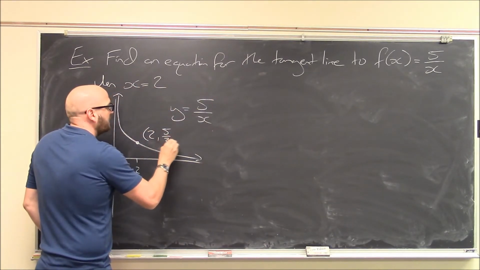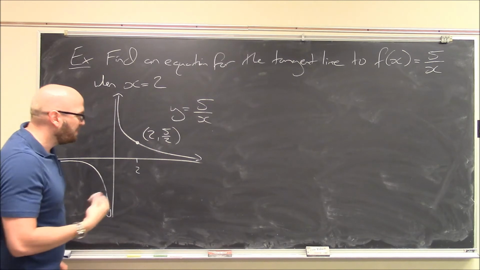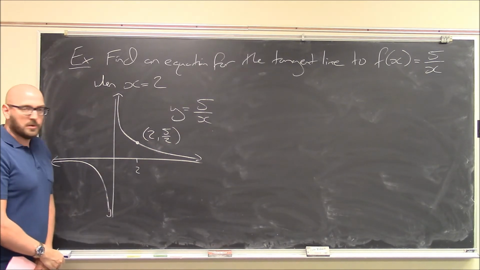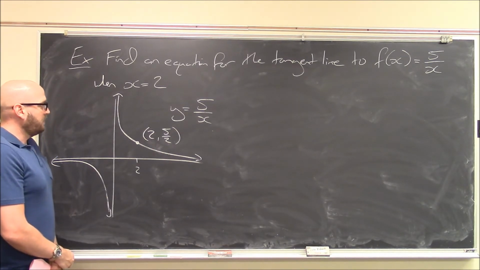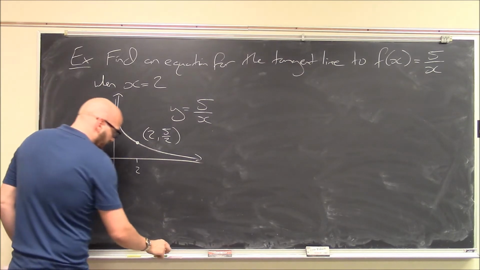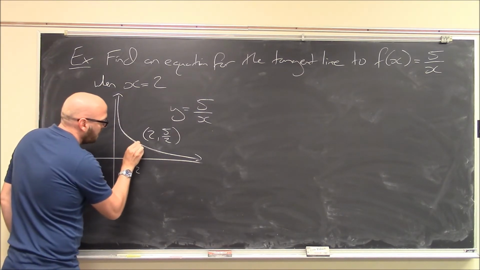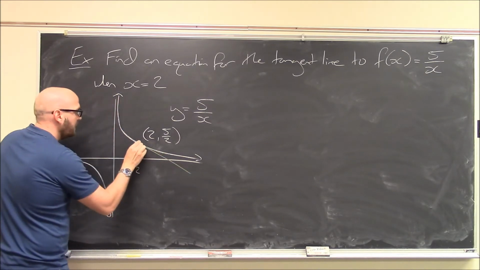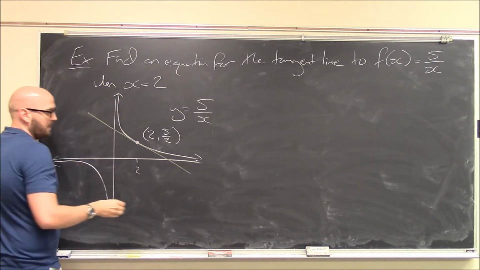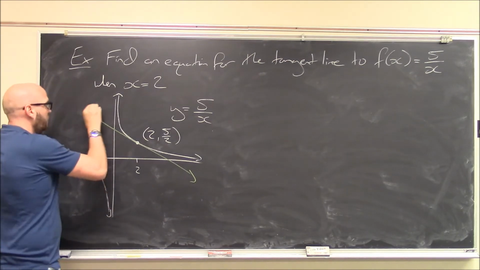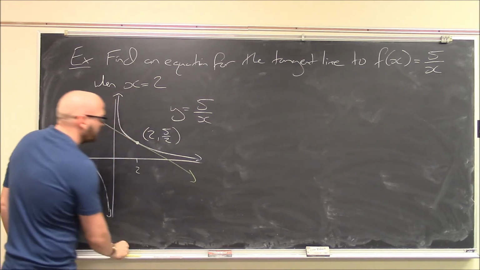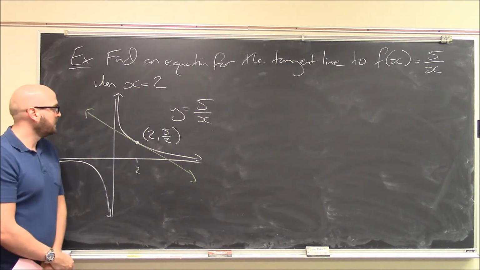I'm not going to go with decimals. I could write that as 2.5, but fractions are so much nicer to work with. So I'll keep it as 5 halves. And we want, here's my tangent line. It should have the same instantaneous slope as the function. We want the equation of that line.